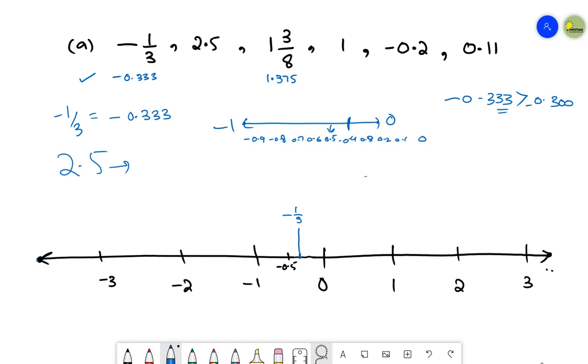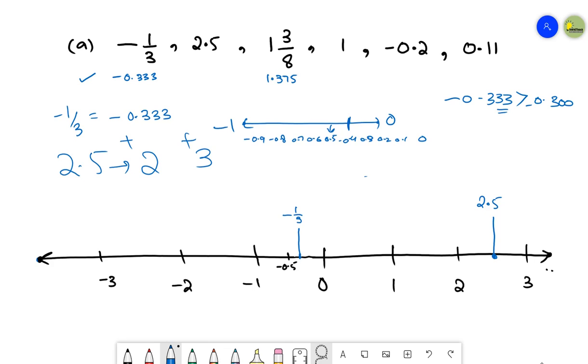Now the next value is 2.5. 2.5 is basically the middle value of 2 and 3, plus 2 and plus 3. It is going to be plotted on the right hand side over here. It is the middle value of 2 and 3. I can simply plot 2.5 over here.